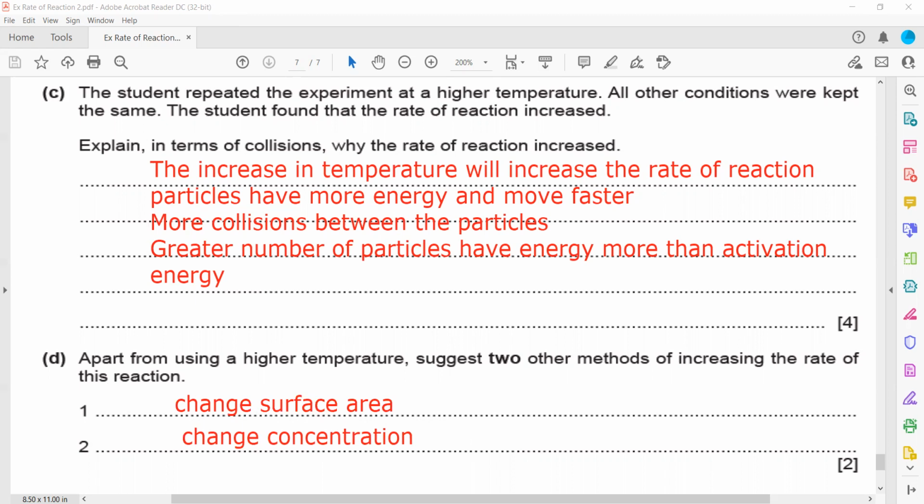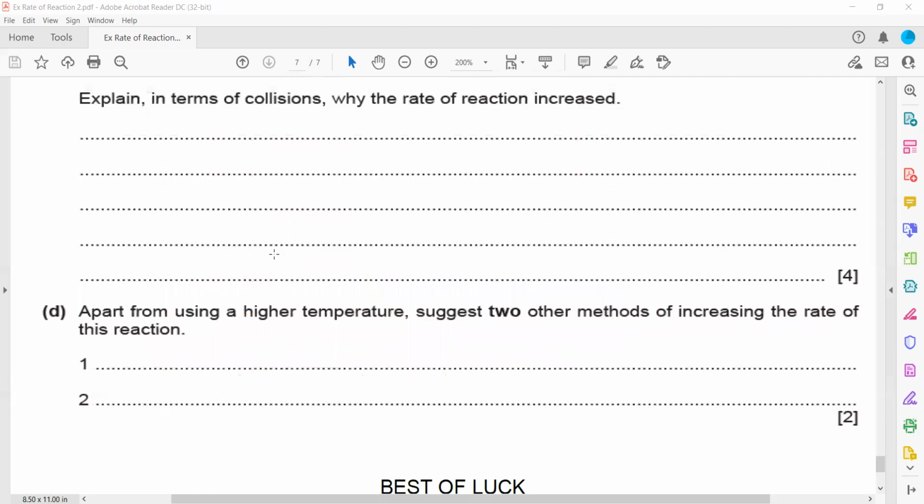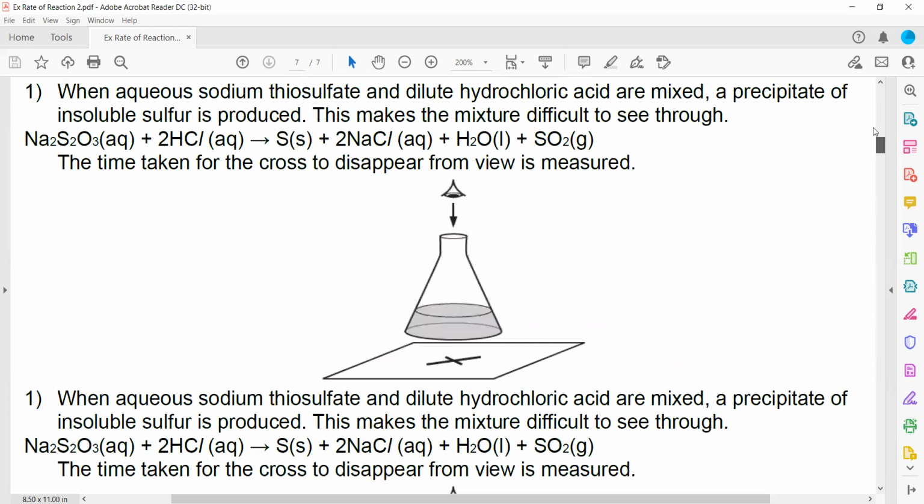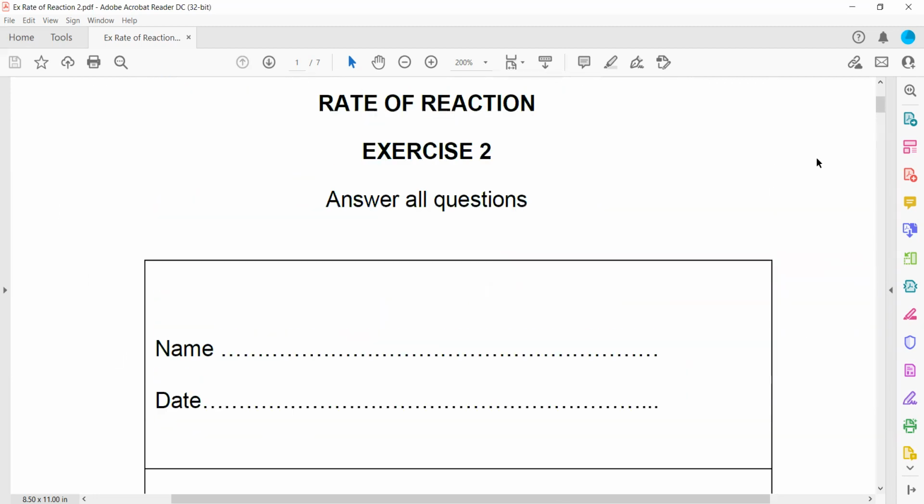Is it clear? So this was an exercise related to rate of the reaction. There's another exercise I will share with you that is about reversible reactions and redox reactions.